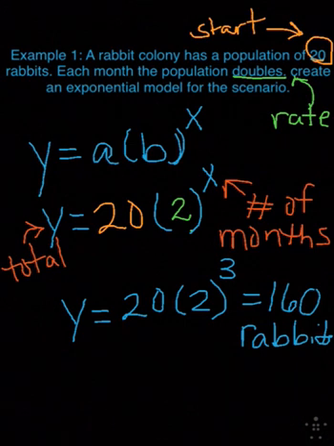Do not multiply these two numbers together. Do not multiply this before you do the exponent. You have to do the exponent first. So 2 to the 3rd power first. Then multiply that value by 20.